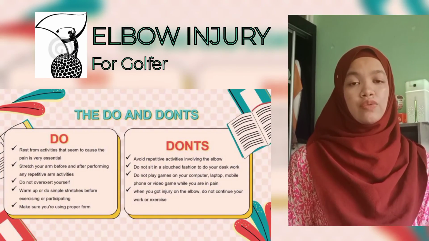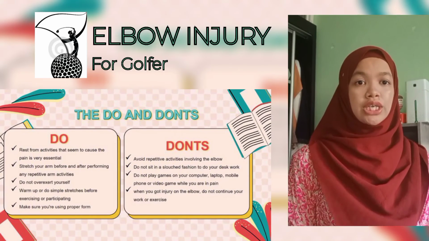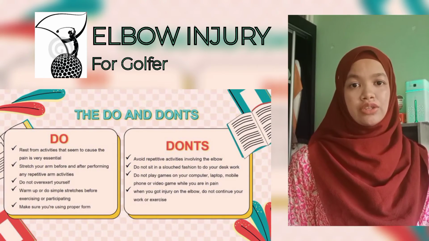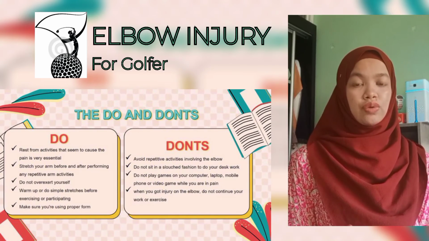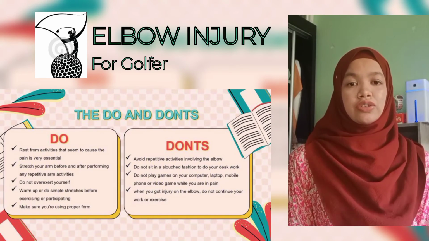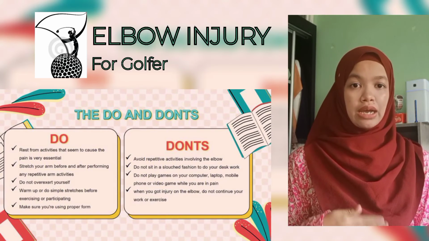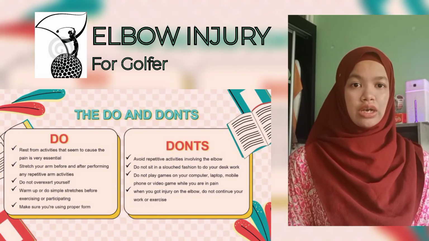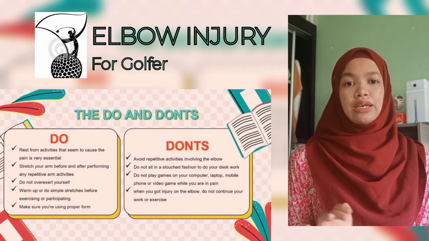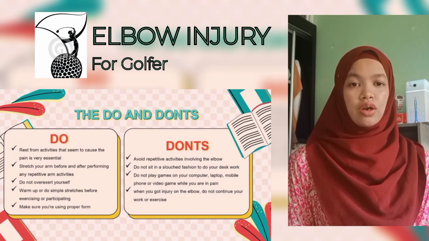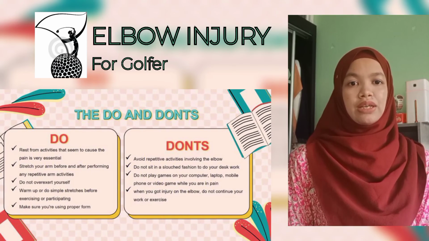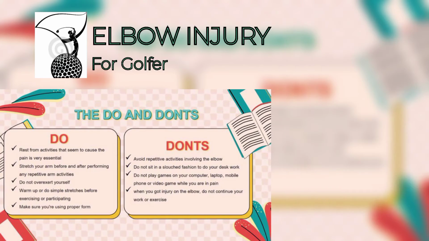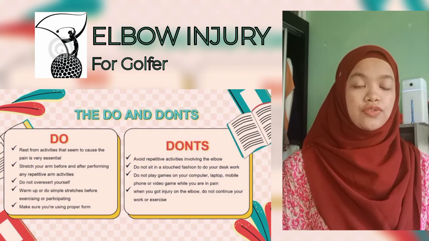Okay, firstly, what should we do if we have an elbow injury? First, we need to rest. Resting from activities that bring pain to you is really recommended. Next, when you are doing any arm activity, try to stretch your arm before and after it. Moreover, try to not overexert yourself. Lastly, make sure you are using. Okay, so that is for the dos.